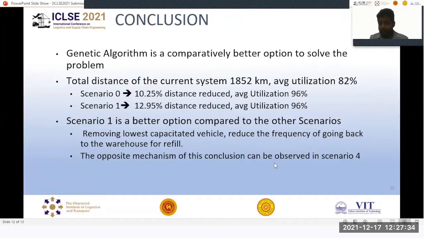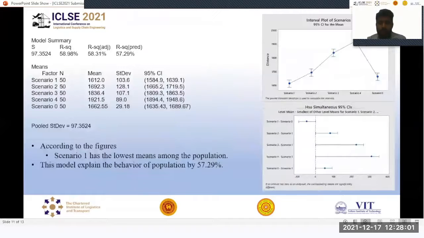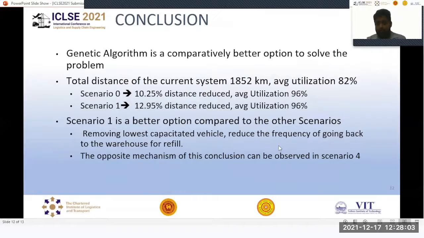The mechanism is that removing the lowest capacitated vehicle reduces the frequency of going back to the warehouse for refill. The opposite mechanism can be observed in Scenario 4. As you can see, Scenario 4 shows the higher range of distance. Since the highest capacity vehicle is excluded from the fleet, the frequency of going back is increased for other vehicles, which also increases the total distance.